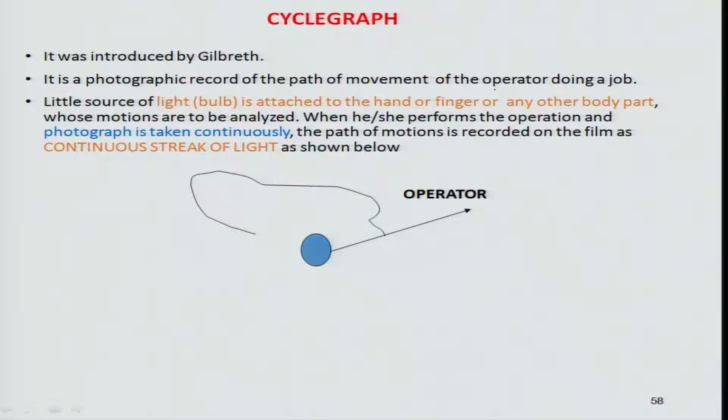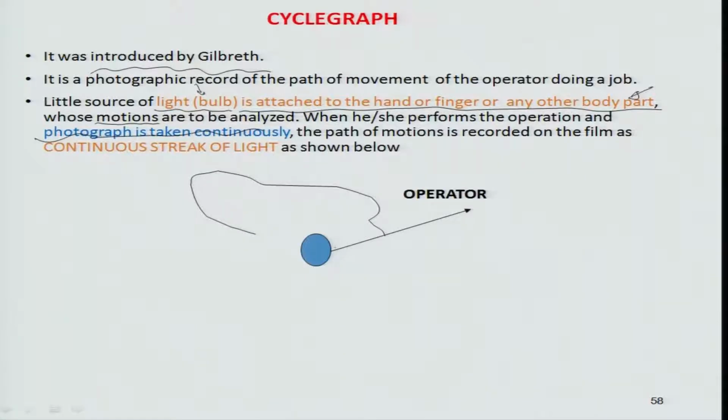The other very important time study technique which was introduced by Gilbreth was by looking at a little source of light, a light bulb, maybe a small LED in the current days, which is attached to the hand or finger of any operator, or maybe any other body part which is involved in the motion sequence associated with the task to be executed. This particular motion is being trapped in terms of continuously taken photographs.